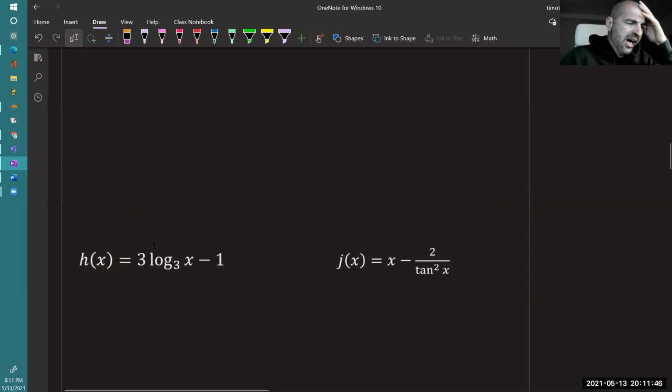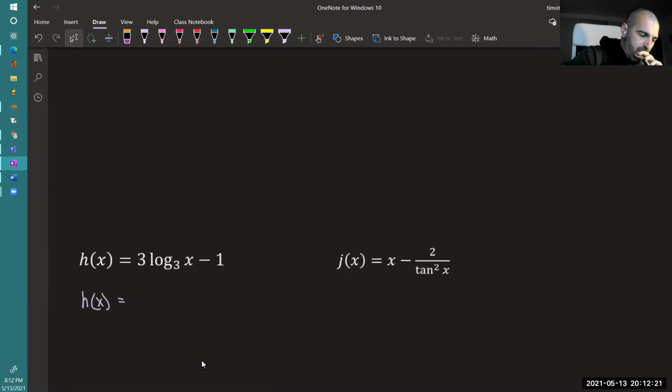Here we go. Terribly sorry about that. h of x equals 3 log base 3 of x minus 1. Okay. And let's see. Our log had a natural log of the base in the bottom, right? So this is h of x. So this is 3, right?